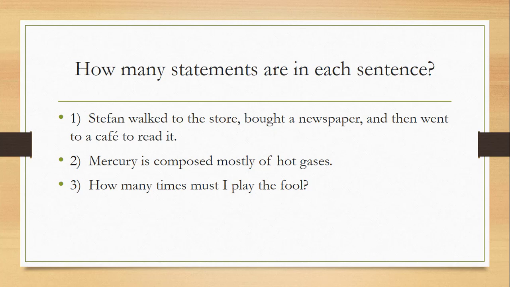The second question, Mercury is composed mostly of hot gases. How many statements are in this sentence? Well, the answer to this is that there is only one statement here that's capable of being true or false. Just one statement here, Mercury is composed mostly of hot gases. Third, how many times must I play the fool? The answer to this is that there are no statements in this passage here. And that's because, remember, questions all by themselves do not contain any statements.